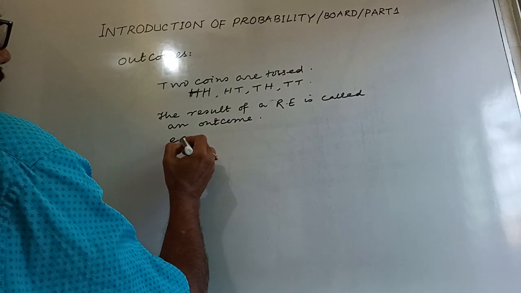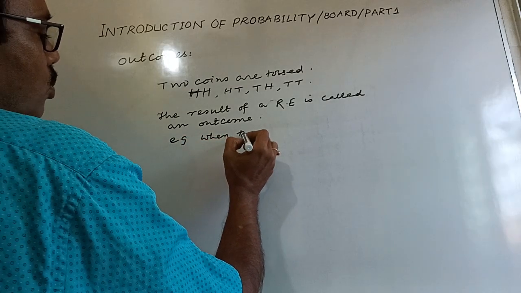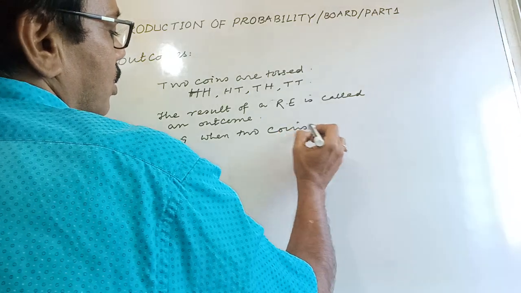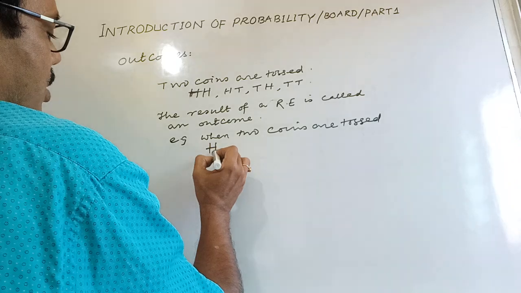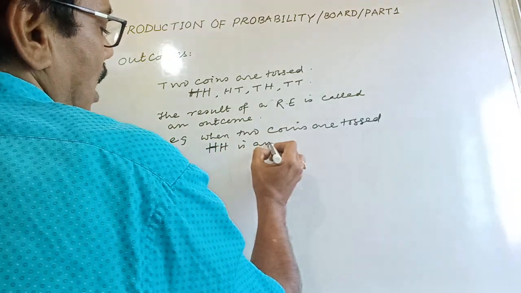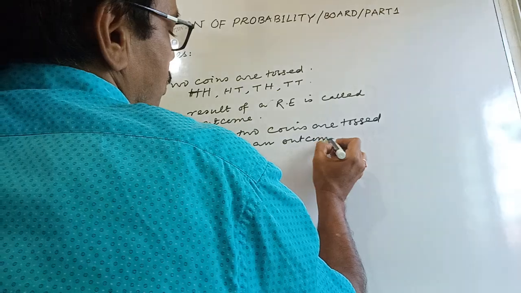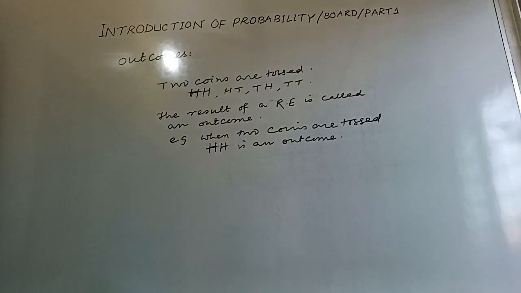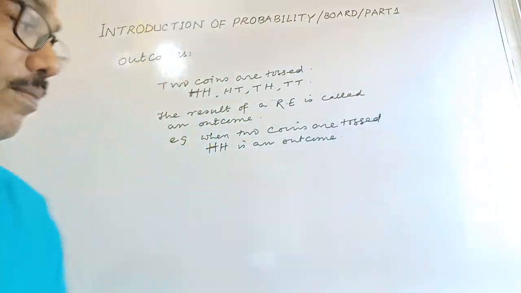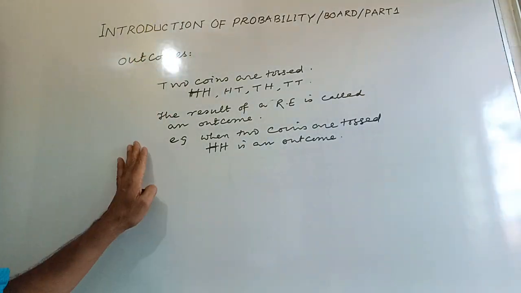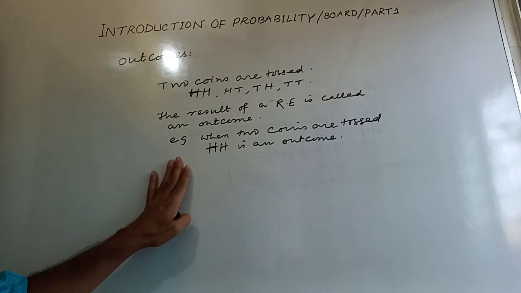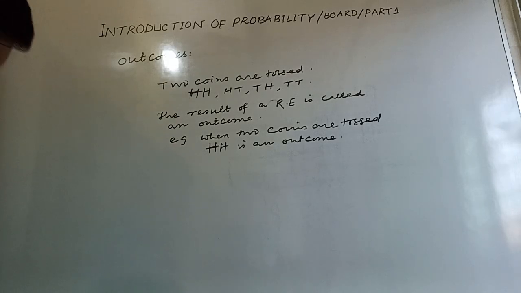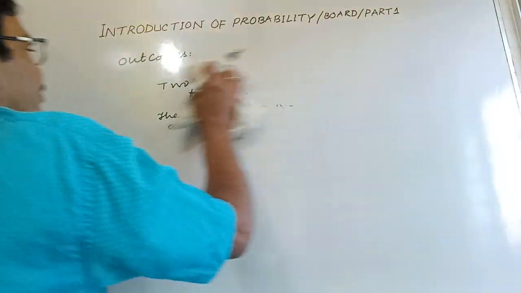So for example, when 2 coins are tossed, HH is an outcome. Today I am discussing only the basic concepts. So what is an outcome? The result of a random experiment is called an outcome.